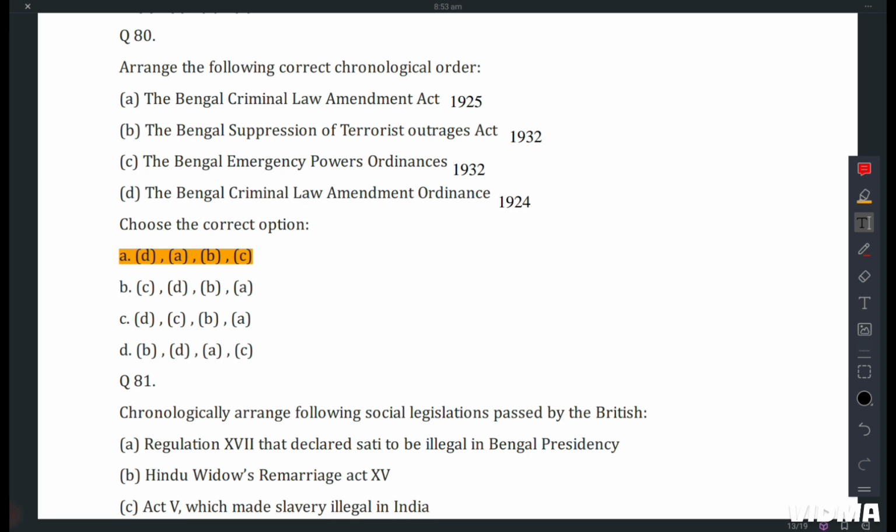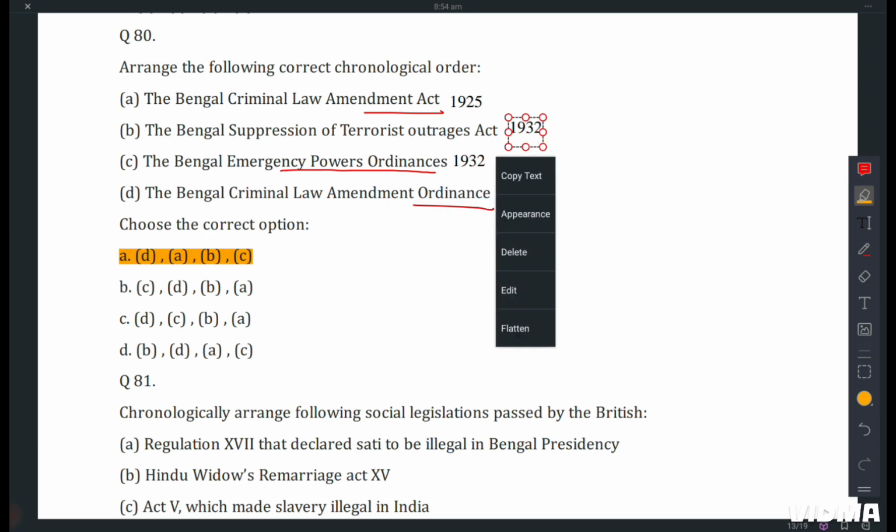Bengal Criminal Law Amendment Ordinance of 1924. It was enacted into law. First comes the ordinance of anything, so this was an ordinance and then it turned into act in 1925. Okay. Then Bengal Suppression of Terrorist Outrages Act 1932, an act to provide for suppressing the terrorist movement in Bengal. Okay. Then comes the Bengal Emergency Powers Ordinance 1932. These both are 1932 only.